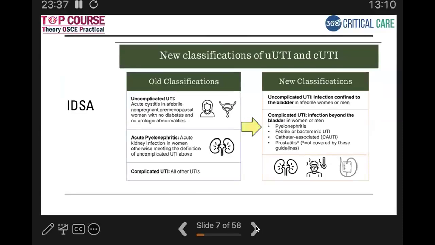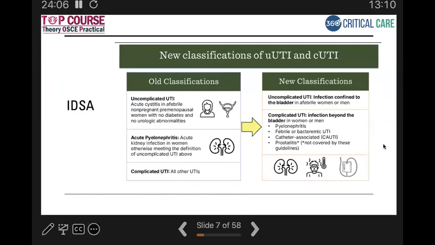Now, with respect to IDSA, as I told you, the old classification had uncomplicated and complicated terms, and the uncomplicated UTI was defined as acute cystitis in afebrile, non-pregnant, premenopausal women with no diabetes or no neurological abnormalities. And acute pyelonephritis was defined as any infection in the kidney, I mean bladder and beyond. And complicated UTIs were all other UTIs. This was the older classification.